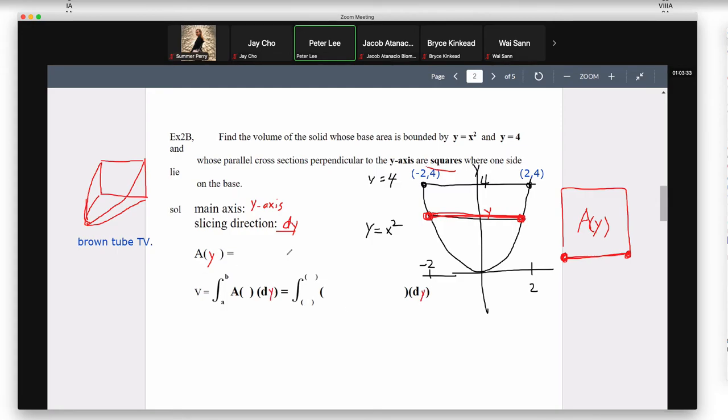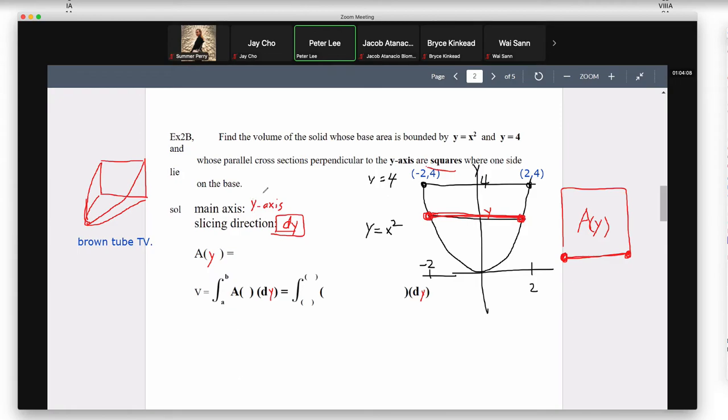Slicing direction is terribly important. If your slicing direction is wrong, then you are going to mess up. You have no chance of getting the integral correct. Is that clear? It is that simple. If the slicing direction is incorrect, you have zero chance of getting the integral correct. So this is very important. The y-axis is the main axis, and we're cutting into slices perpendicular to the y-axis. That means this will be dy slicing.